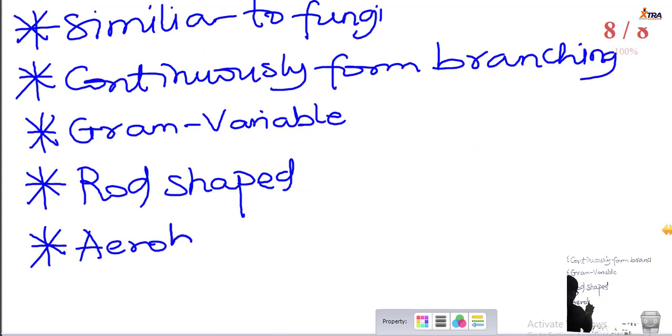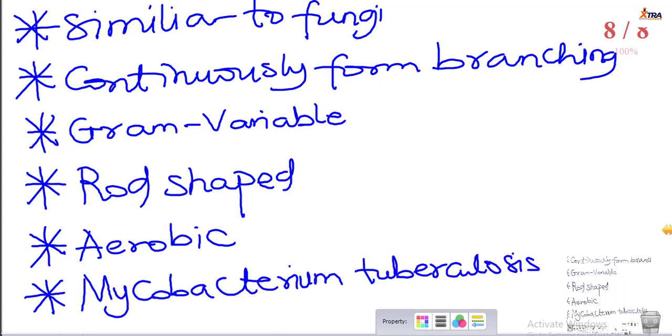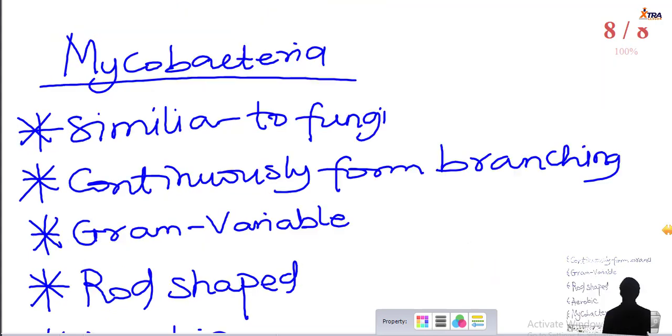A very important species under this genus is Mycobacterium tuberculosis. That's the causative agent of TB. Do you understand? So we just ran through Mycobacterium. We can classify it as bacilli, rod-shaped, aerobic in terms of oxygen use, and gram variable.